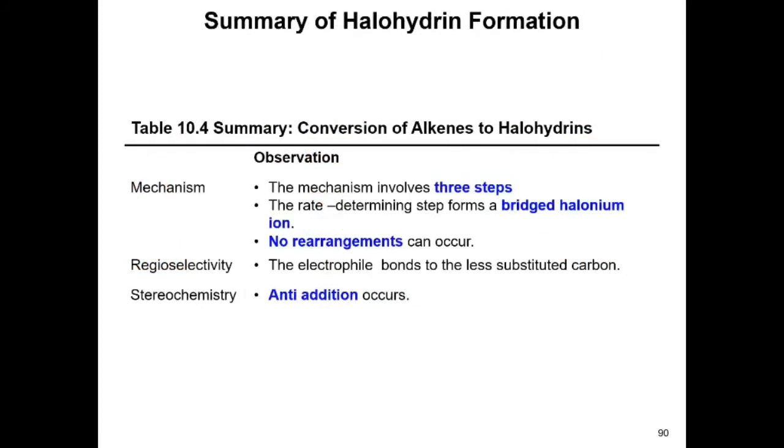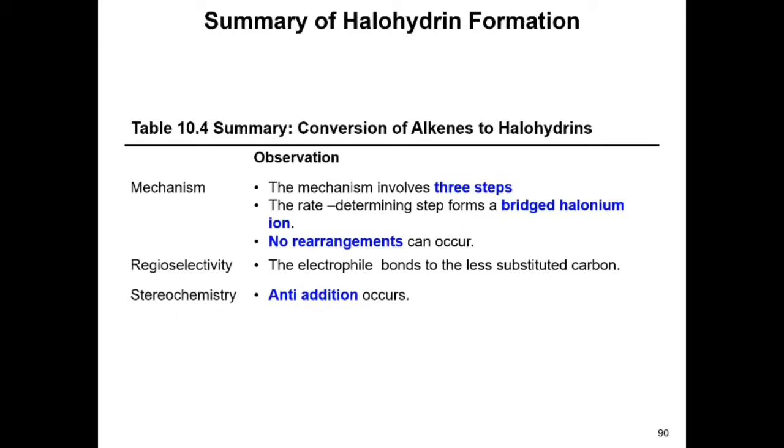So here's a table that summarizes the conversion of alkenes to halohydrins. In terms of mechanism, the mechanism involves 3 steps. The first step is the slow step, which is the rate determining step. And this results in the formation of a bridged halonium ion. And since we don't have a carbocation that's formed, there's not going to be any rearrangements. The second step is the nucleophilic attack, and then the third step is deprotonation.